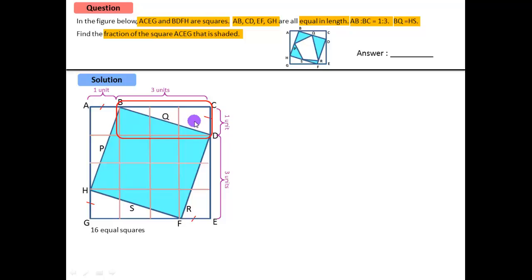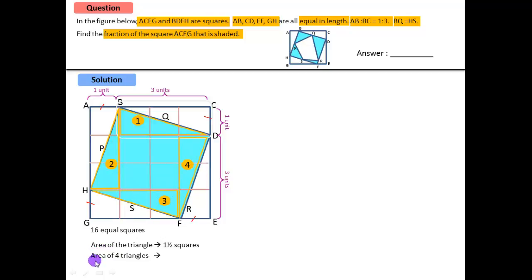This whole thing is a rectangle, and inside this we can see a triangle that takes up exactly half of the rectangle. Since the whole rectangle is made up of 3 squares and the triangle is half of the rectangle, the area of the triangle will be 1.5 squares. Like this triangle over here, we have 3 other triangles, and so there is a total of 4 triangles. The area of 4 triangles will be 4 times 1.5, which will be 6 squares.